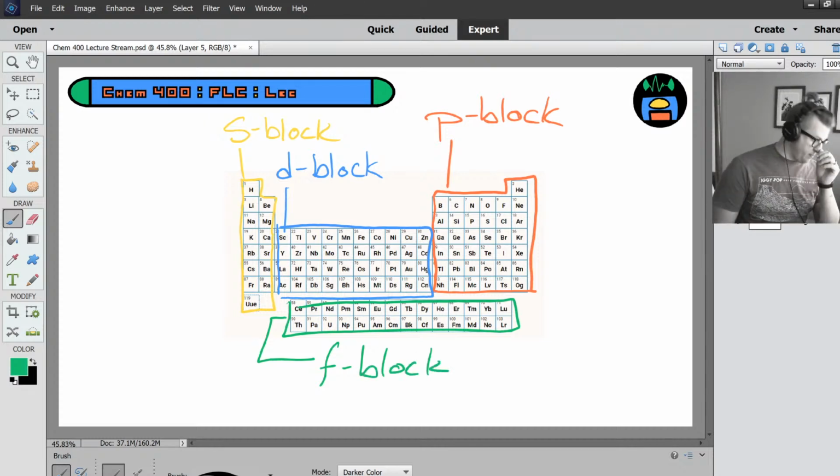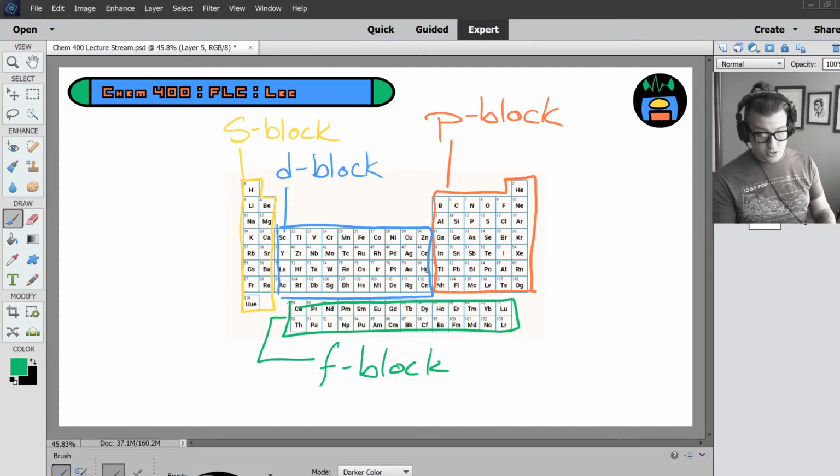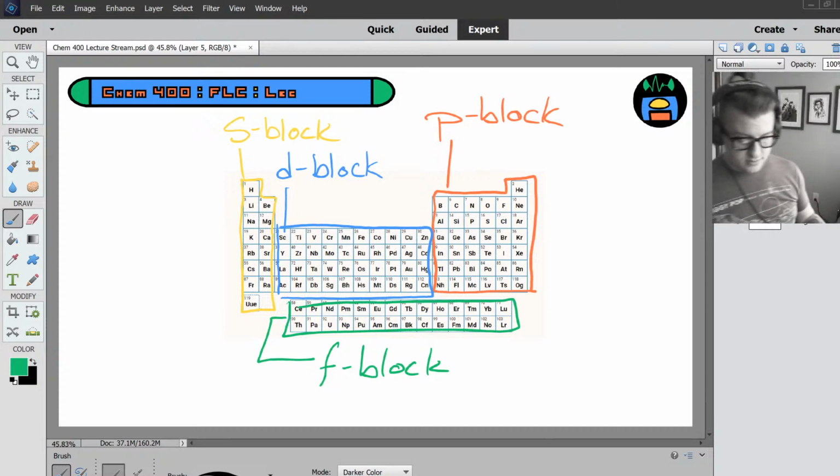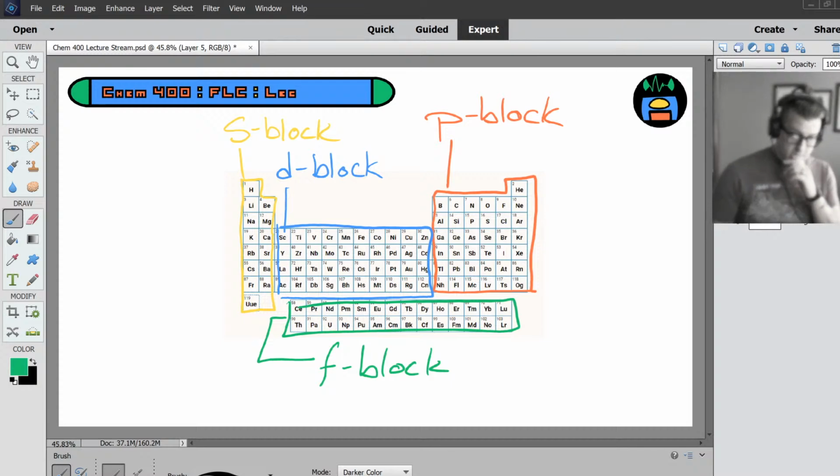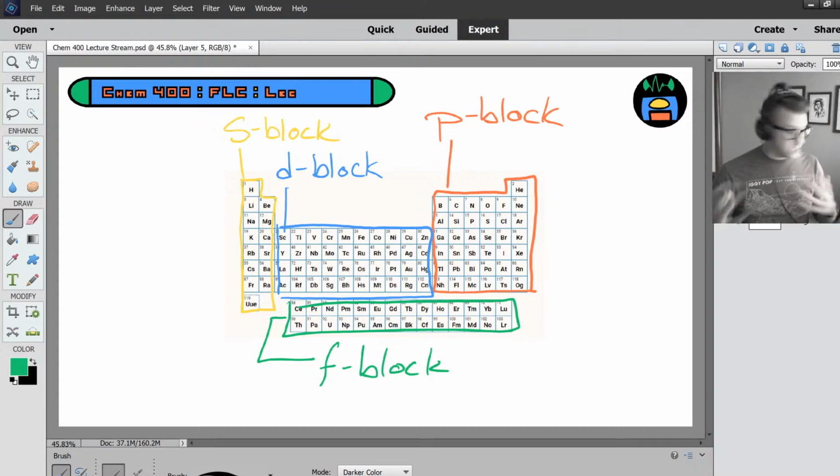Knowing the blocks of the periodic table will be useful to us when we talk about electron configurations a little bit later this semester. So, excuse me, we won't be using the block nomenclature right now, but in the future we totally will be. So that'll pay dividends a little bit later this semester, but I just wanted to introduce that now.